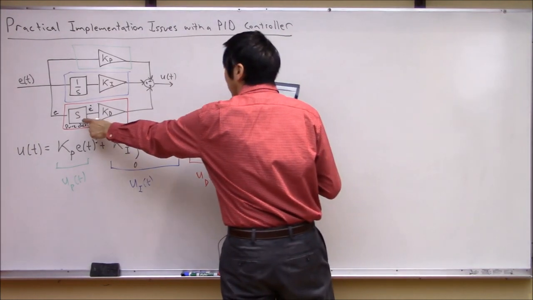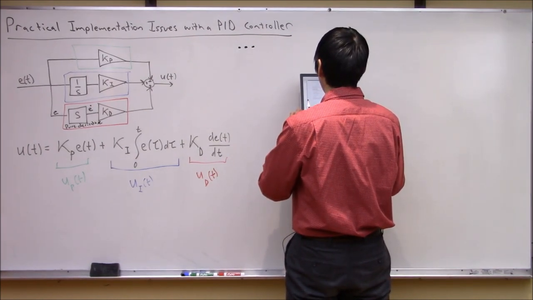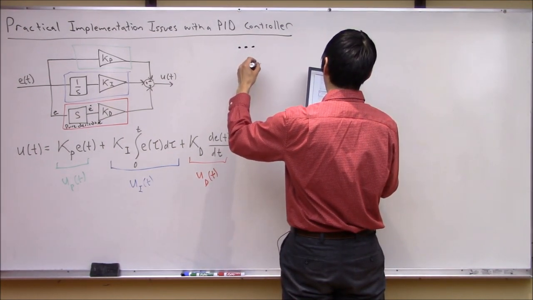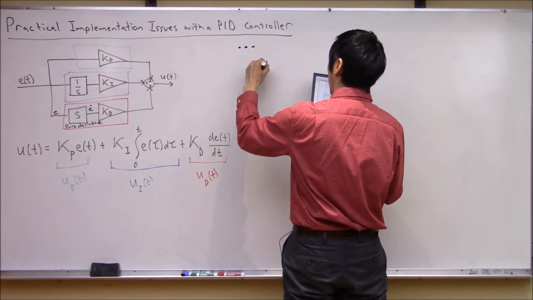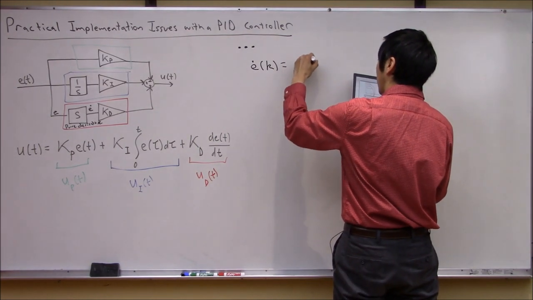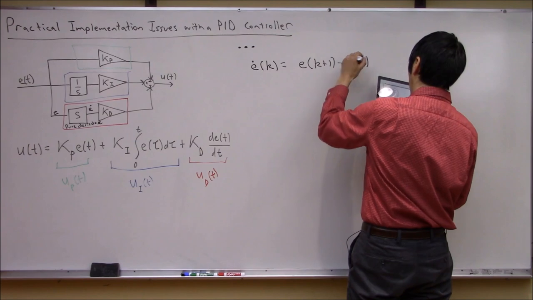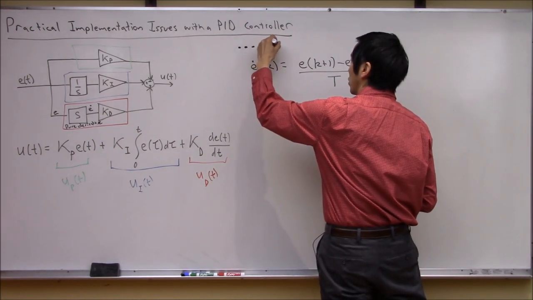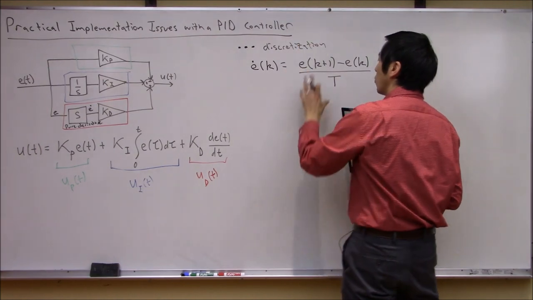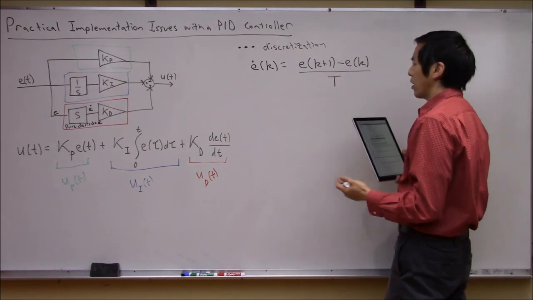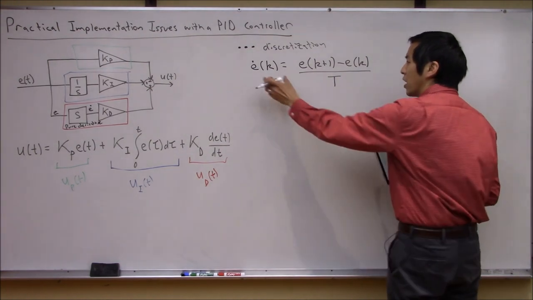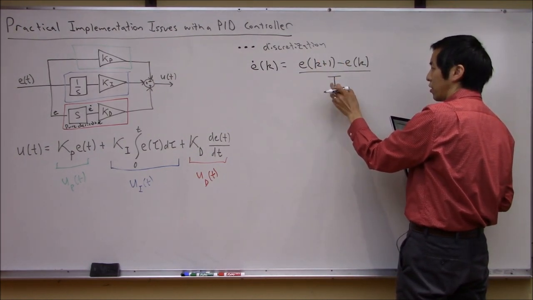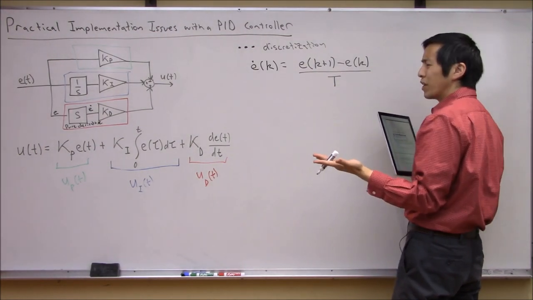but if you try to discretize that block, what you end up with is something on the order of E dot at time k is E at time k plus 1 minus E of k, all over your sample time, let's call it T. That's what it's doing via discretization. You might stare at this and say, okay, what's the problem? This seems about right. The slope is the rise, the change in the signal, over the run, the sample time here. So this seems reasonable.